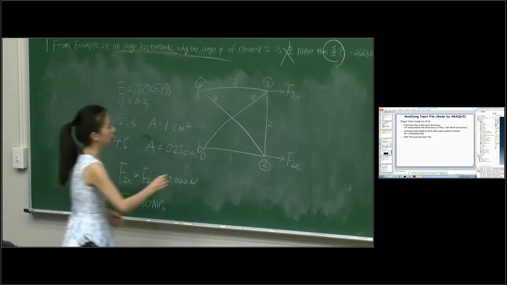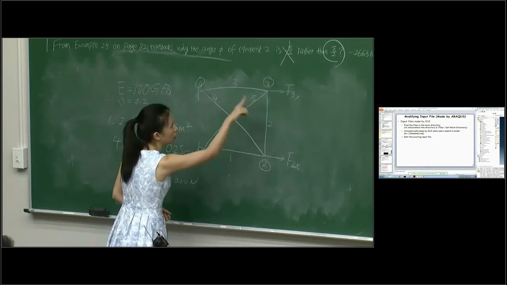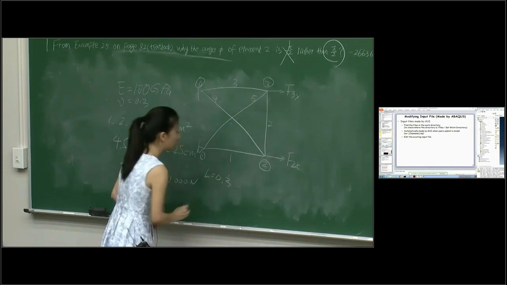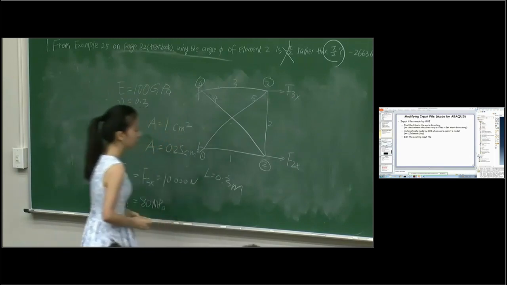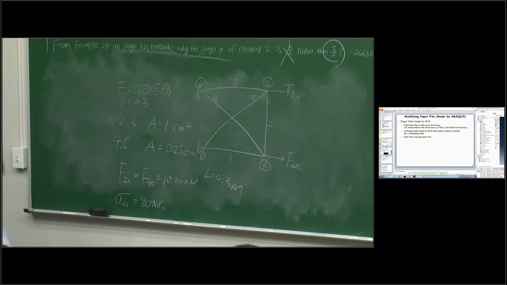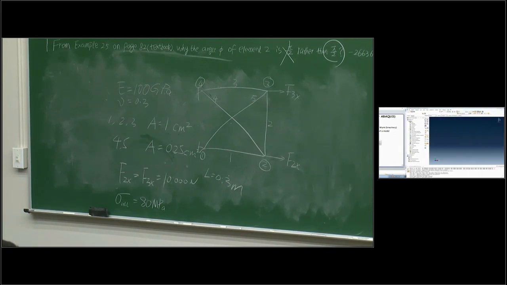Oh, dimension here. So the length of the truss, the horizontal and the vertical, 0.3 meter. Centimeter, meter. Be careful. So this is the problem. I probably will use this as homework. I don't know. So let's go back to ABAQUS.